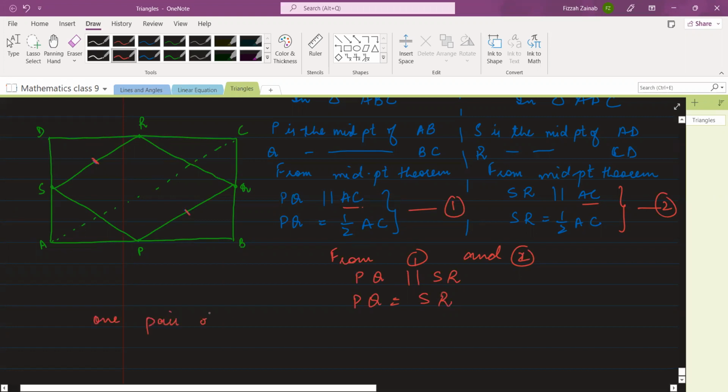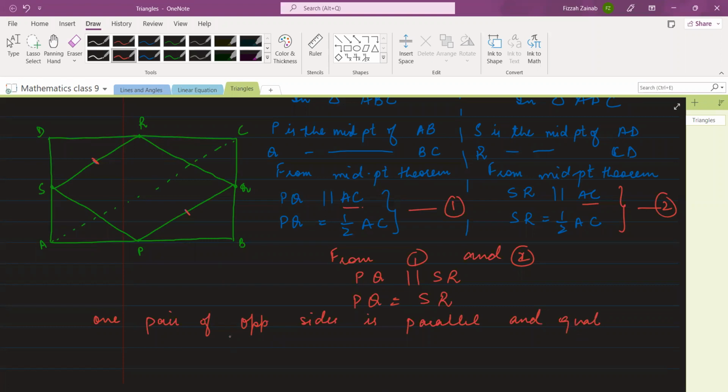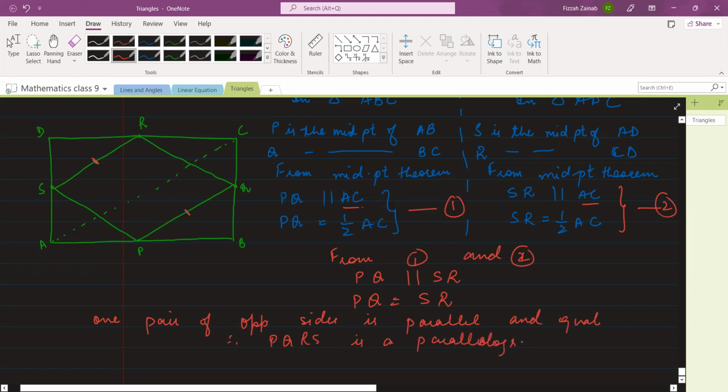So one pair of opposite sides is parallel and equal. So therefore, PQRS is a parallelogram. So up till here, it's just a repetition. Now we have to show all sides are equal.